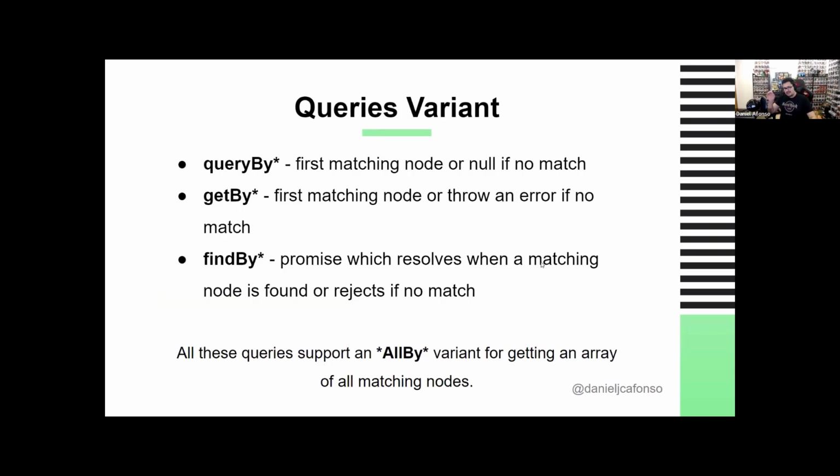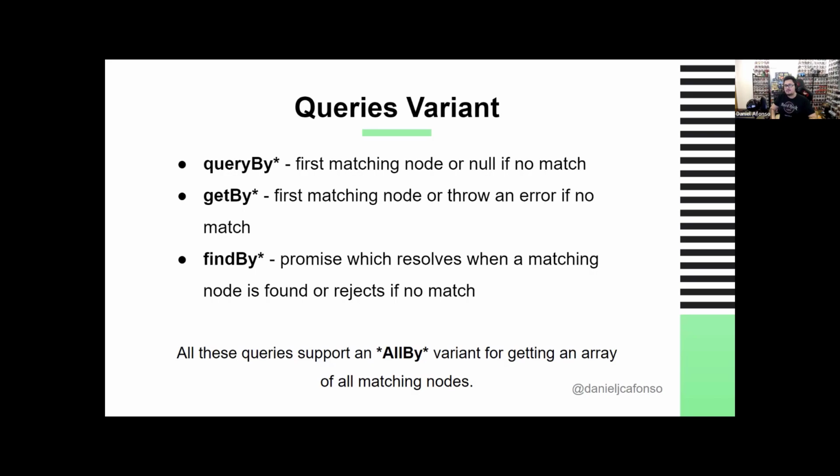Now, next comes one of the main focuses of the testing library, which are the queries. There are three variants of queries: the query by, the get by, and the find by. It's important to know that the main objective of the queries is to find stuff on the DOM, but these three variants have different behaviors. When you're using a query by variant, it will find the first matching node or return null if it doesn't find it. So if you query for something and it exists, it returns it. If it doesn't exist, it returns null.